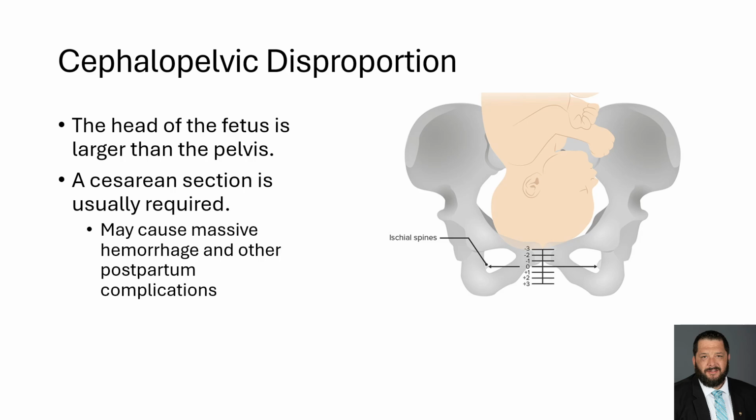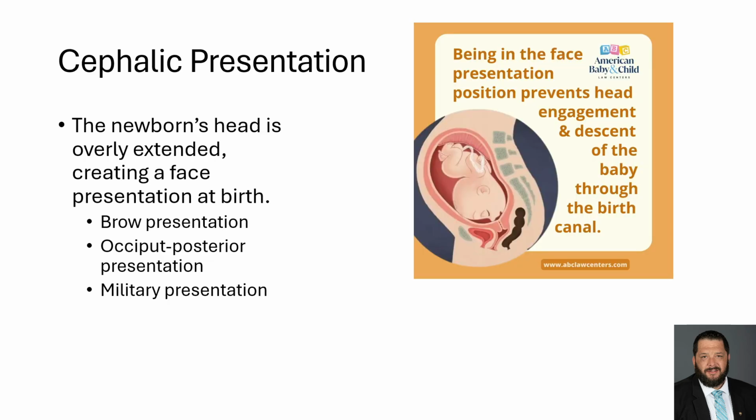Cephalopelvic disproportion is where the head of the fetus is larger than the pelvis itself. This is usually a stasis in the childbirth process and requires a cesarean section. It can also be a cause for massive hemorrhage and significant postpartum complications. So if delivery is not progressing in what you would otherwise have assessed as an imminent delivery, you need to consider cephalopelvic disproportion and engage in transport to an appropriate facility.